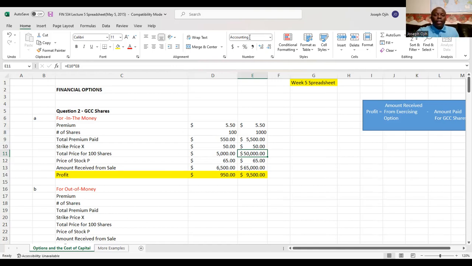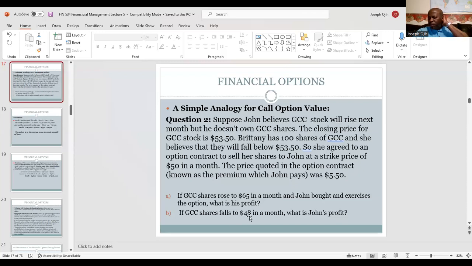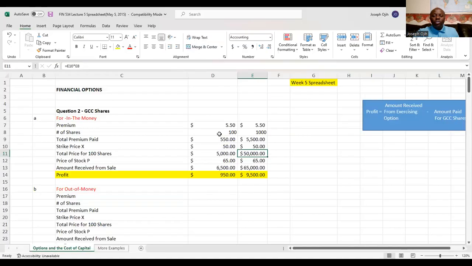Now, let's look at an opposite scenario. Suppose the price of GCA stock falls to $48 per share in a month. What will be John's profit? In that case, we calculate the same thing, but this time put the share price at $48 instead of $65. That is one good thing about Excel. You can just copy the work you did and then change a few numbers to give you the answer. So let me just copy the whole of this and paste it here.